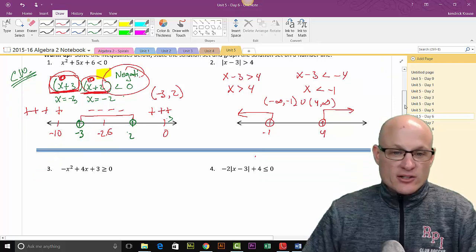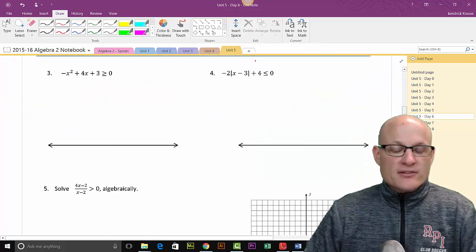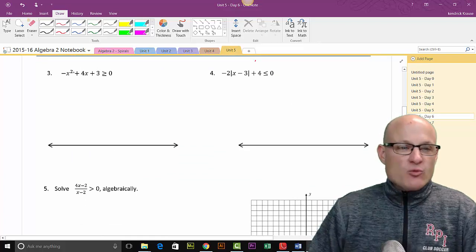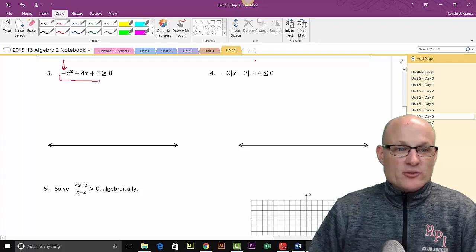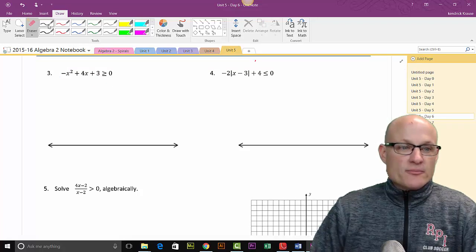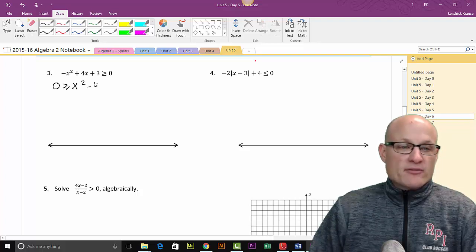All right, so let's take a look now. Let's just keep going. I really don't like that this is negative. That bothers me. So I'm going to take all of this stuff and bring it over to the other side. I don't have a lot of room, so I'm just going to show you. We're going to bring it over. So I get 0 on this side greater than or equal to x squared minus 4x minus 3.